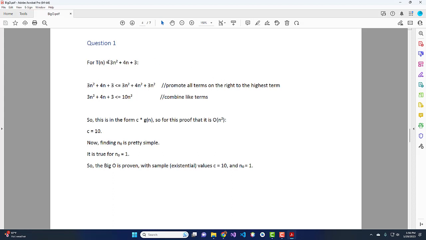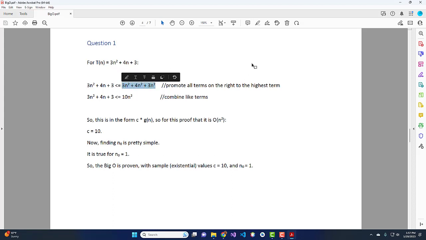Now, you can, again, easily assume that g of n is going to be n squared, so I'm going to try that. I'm promoting all of these terms. I basically copy-paste this onto the right side, but then promote each of the terms to the highest term. So the 4n becomes 4n squared, because the n squared is the highest term. 3n squared stays the same. And then this 3 just dangling on its own also becomes an n squared term, so it's 3n squared.